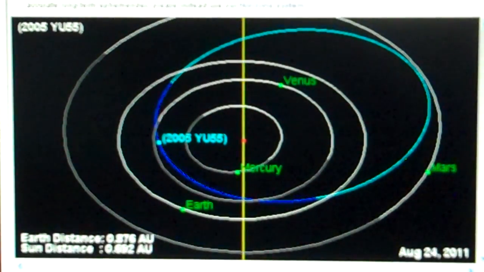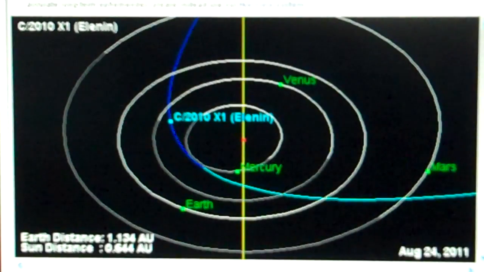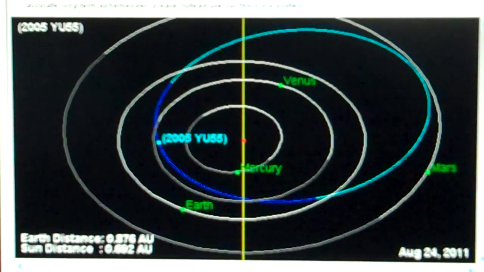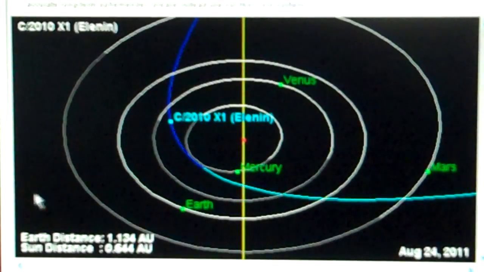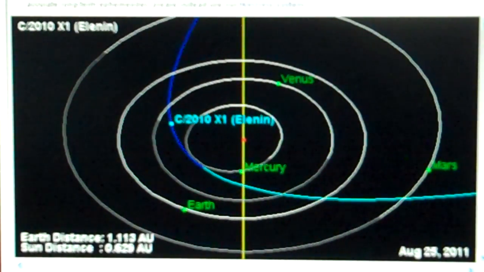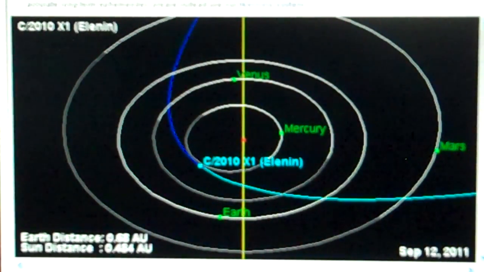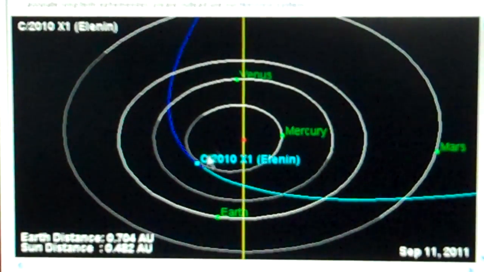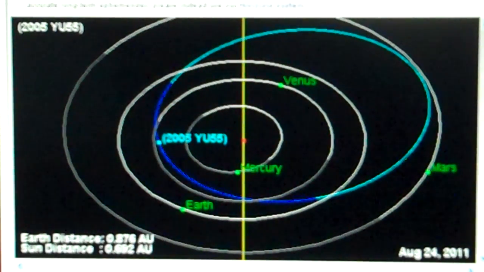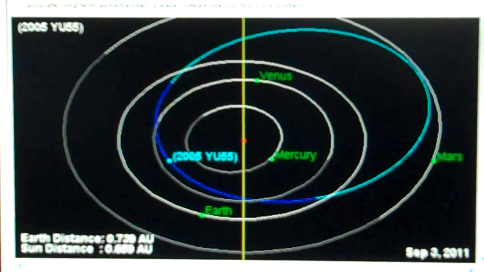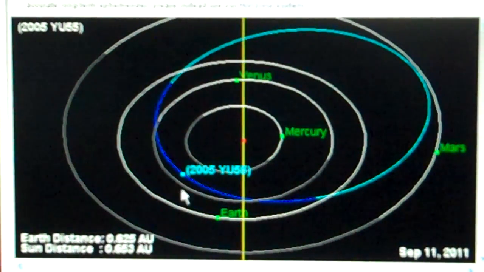The reason why I have these together is I want to show you asteroid YU55 and Comet Elenin. Now I'm going to skip forward to September 11th. September 11th for Comet Elenin is perihelion to the Sun. There it is, right there. We're going to go back to YU55 and take it to September 11th. It's right there.